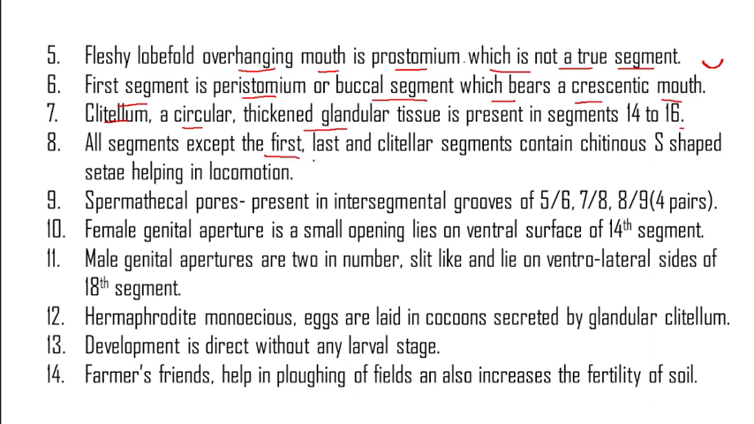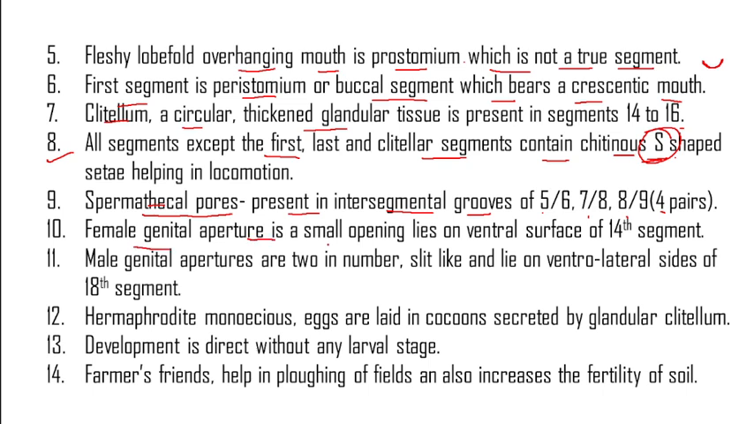All segments except the first, last and clitellar segment contain chitinous S-shaped CT help in locomotion. Important यार S-shaped के CT होते हैं जो कि locomotion में help करते हैं. Spermathecal pores, they are present in intersegmental grooves of 5, 6, 7, 8 or 8, 9. They are 4 in pairs.